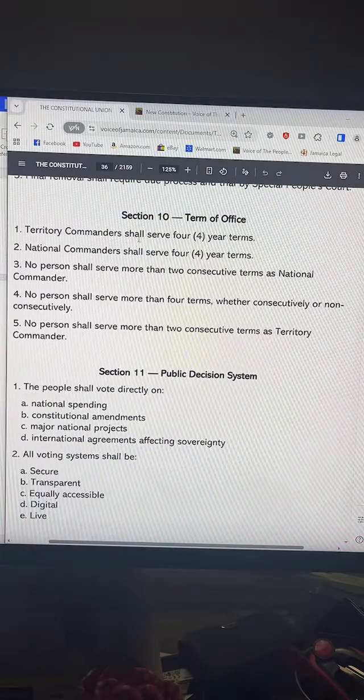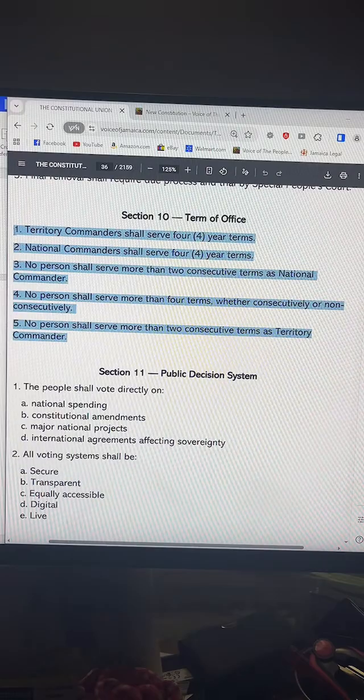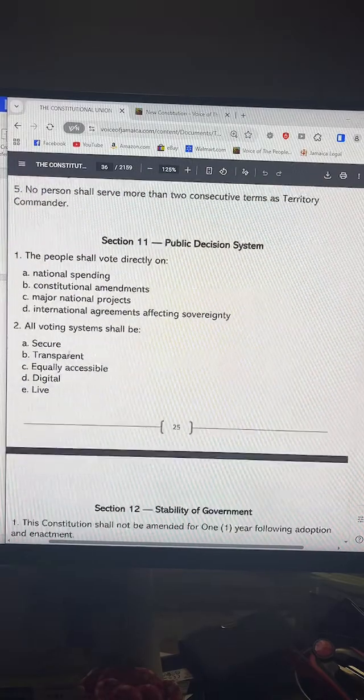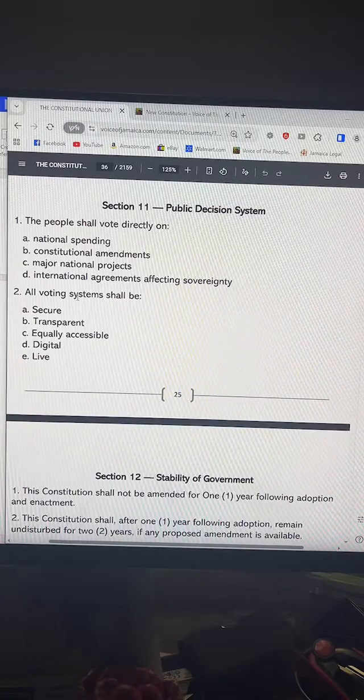Terms of office. Territory commanders shall serve 4-year terms. National commanders shall serve 4-year terms. No person shall serve more than 2 consecutive terms as national commander. No person shall serve more than 4 terms, whether consecutively or non-consecutively. No person shall serve more than 2 consecutive terms as territory commander. Right? So we always have to place limits on those who enter office. We don't want to have any kind of dictator structure. I mean, even though that would be impossible, but still have to place limits.